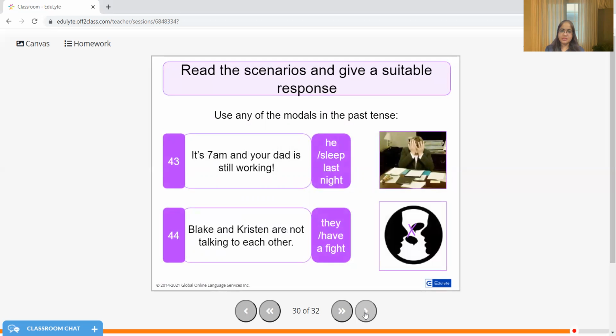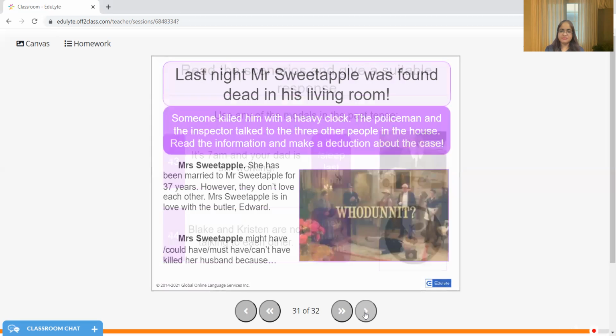It's 7 a.m. and your dad is still working. He might have been asleep last night. Blake and Kristen are not talking to each other. They might have had a fight.